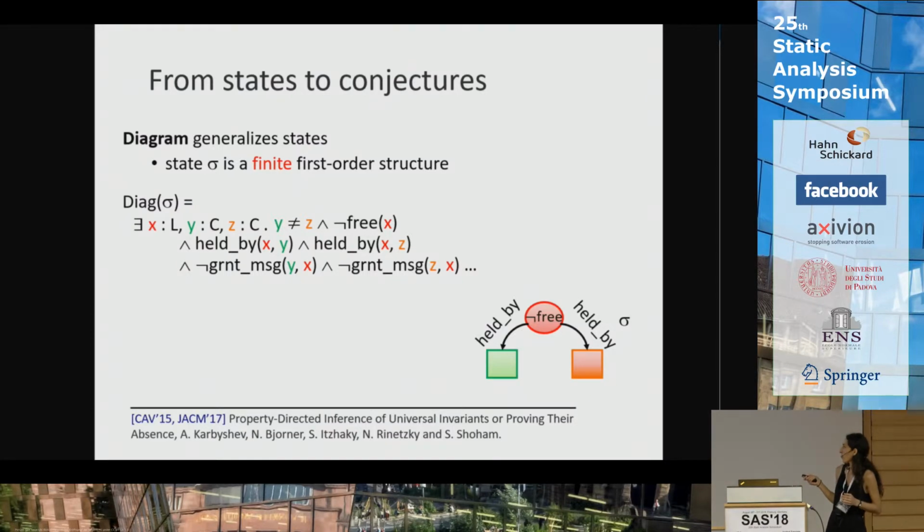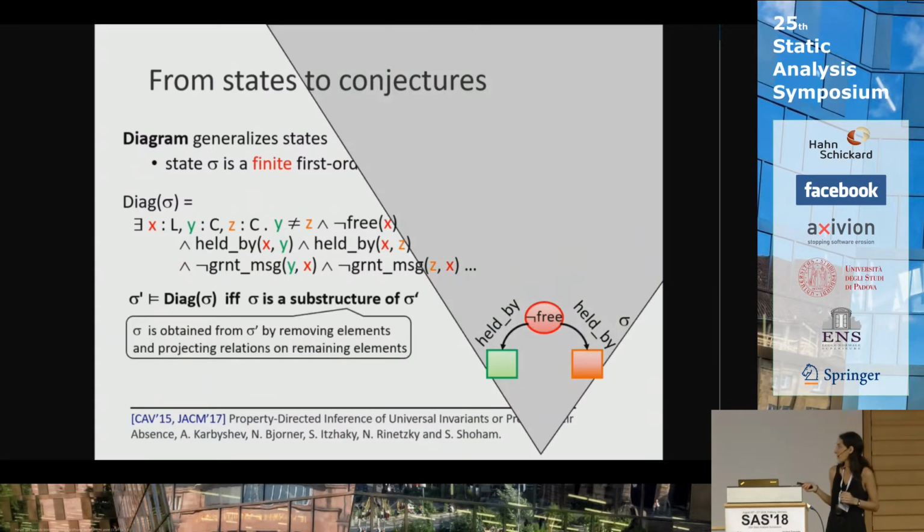For example, you see that this lock element here, the red one, does not satisfy not free, so we say here not free x. We have the held by relation here, so we have the held by atom in the formula. So we introduce an existentially quantified variable for every element, and then we encode the interpretation of all the relations and constants on these variables. The property that we get when we write this formula is that it is satisfied by the model that we started from, and it is also satisfied by every model that includes it as a substructure.